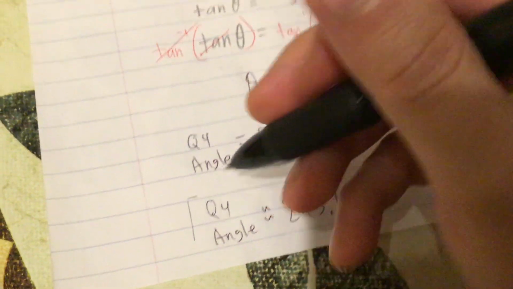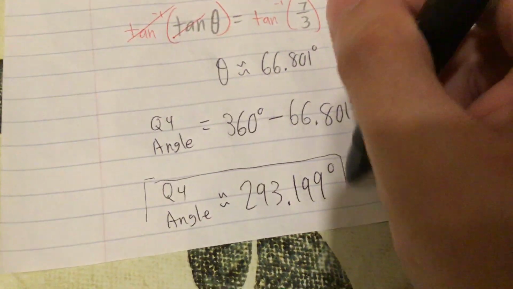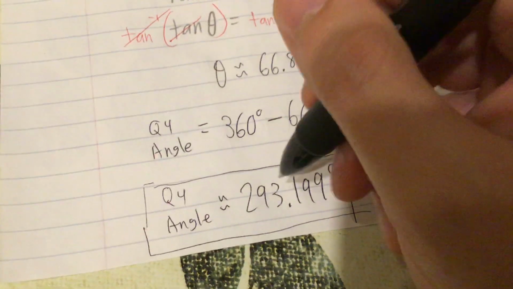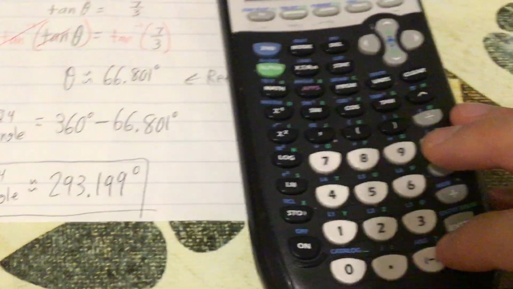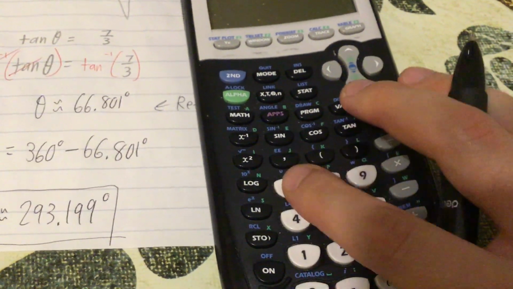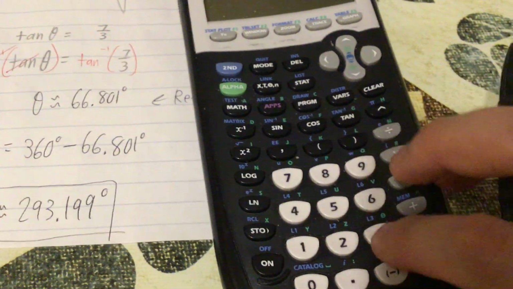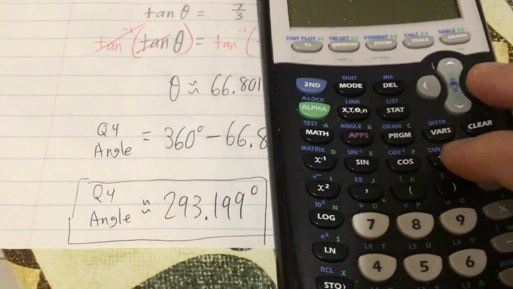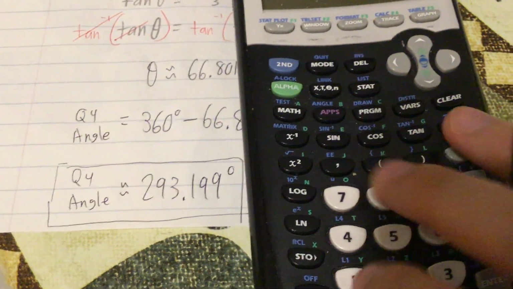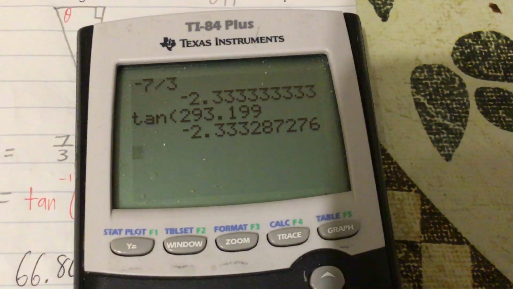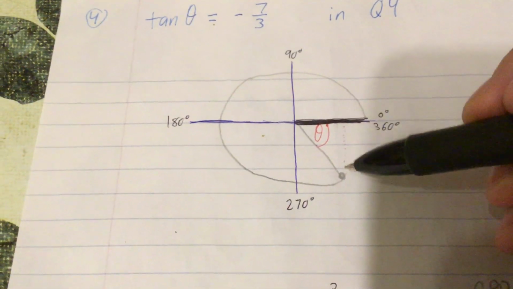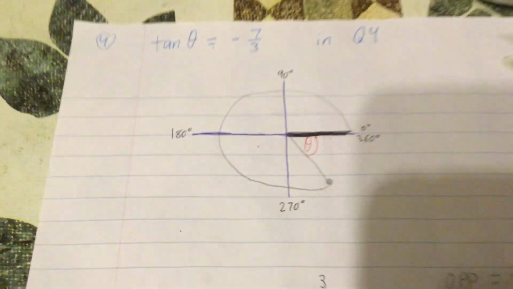So, in order to check your work to see if you got it correct, compare the trig ratio of the quadrant 4 angle with the negative 7/3. So let's go with negative 7/3, just to get an idea. I believe it's negative 2.333333. Yep, negative 2.3 repeating. And I'm going to compare that to the tangent of 293.199. Nearly identical. Even got the negative sign and everything, because if the sine is negative and the cosine is positive, that creates a negative tangent in the bottom right.